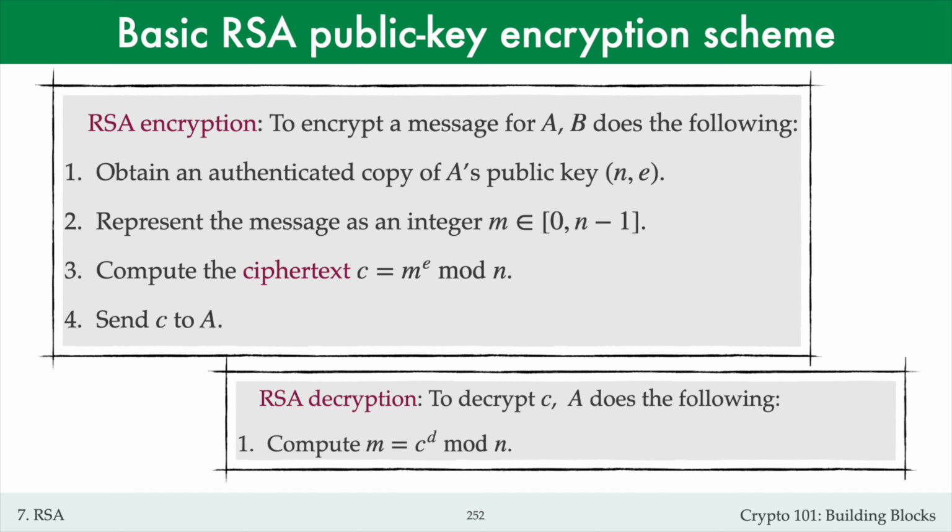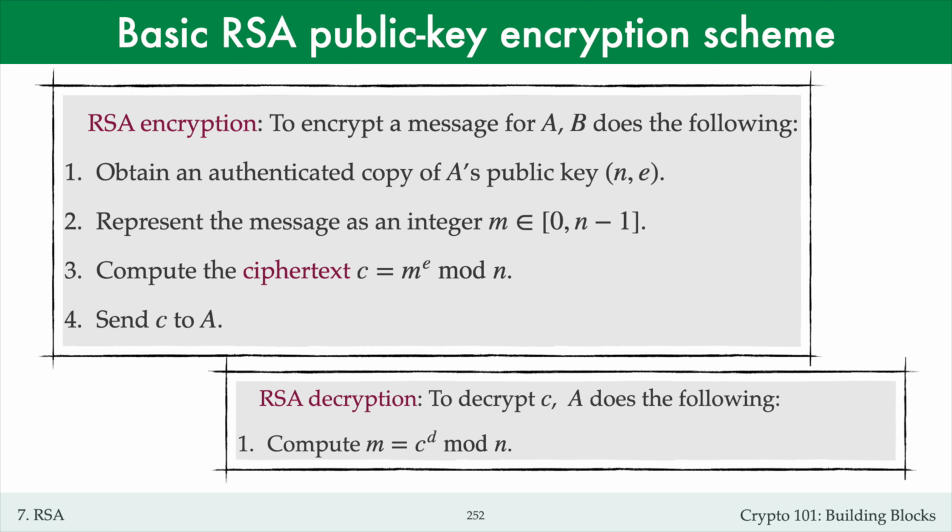To decrypt c, Alice does the following. She computes c to the power d modulo n, and the resulting number is in fact m. Note that encryption uses Alice's public key n, e, whereas decryption uses Alice's private key d.